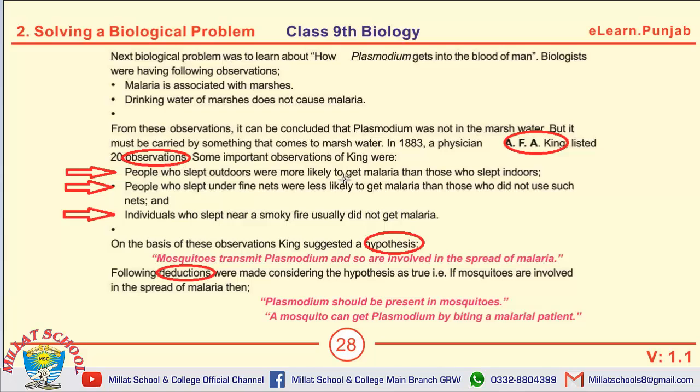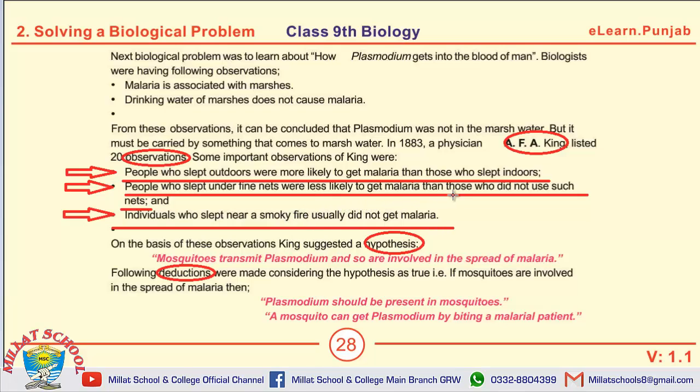What were AFA King's observations about malaria? AFA King's observations were: people who slept outdoors were more likely to get malaria than those who slept indoors. The people who slept under fine nets were less likely to get malaria than those who did not get such nets. And the last one, individuals who slept near a smoky fire did not get malaria. So these three observations were made by AFA King.